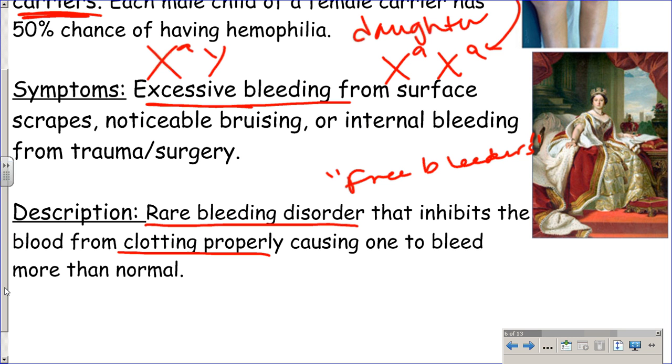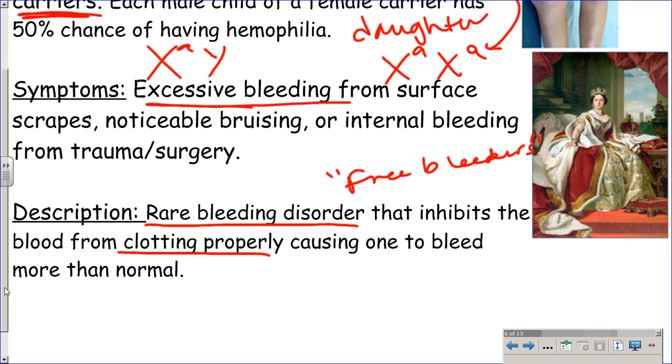Some people just generally have thin blood because they have different amounts of plasma in their bodies, but these patients have really thin blood because they don't have the proteins that help them clot. Yes? Oh, I don't have any. Okay. Questions on hemophilia? You have to know it's an X-linked disorder.